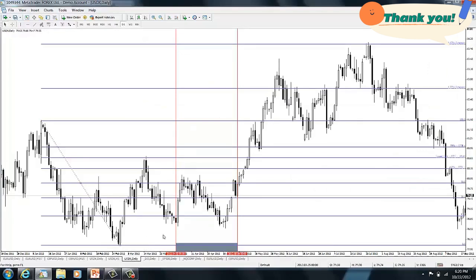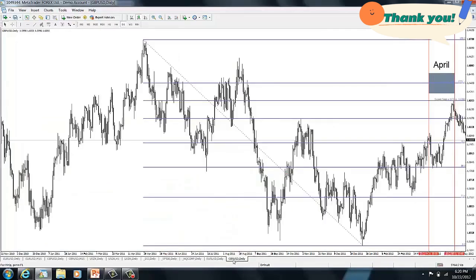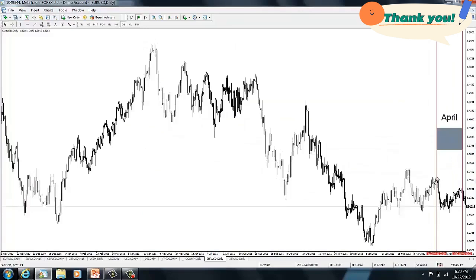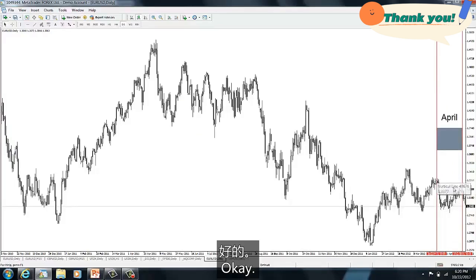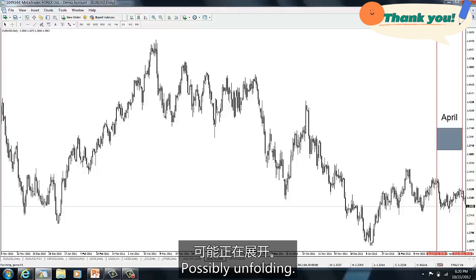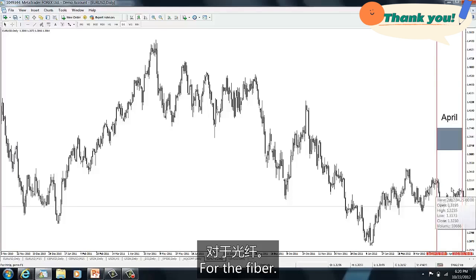Look what's happening here. We have a lower low here than here, albeit not by much. So the dollar was lower. The cable confirms it, higher. But let's go back to the fiber. See this? There's a USDX SMT divergence. This tells you that you have a very, very large price swing possibly unfolding going forward. This tells you that it's going to be bearish for the fiber.